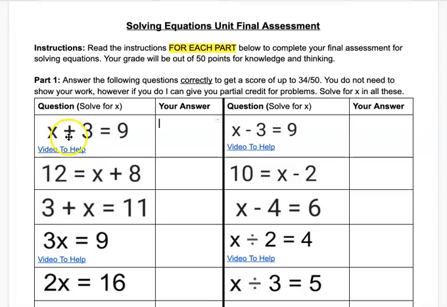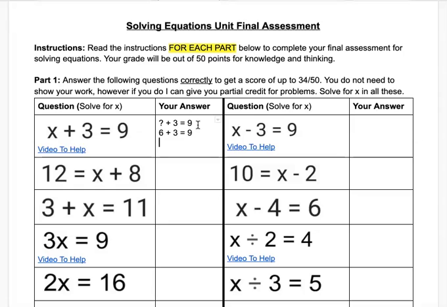So problem 1 here is x plus 3 equals 9. You can click the video to help. However, I'll go through how to solve that problem. x is a variable. It stands for something you don't know. So it's some number plus 3 equals 9, right? What number is x? You can do mental math and figure out that 6 plus 3 equals 9. So you know x is 6.